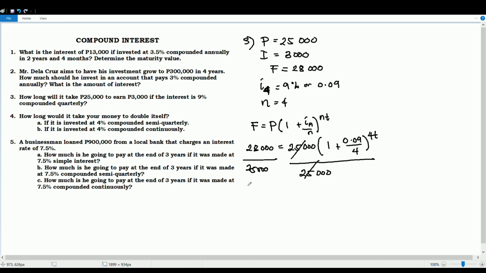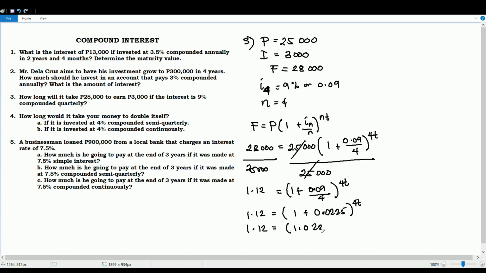So they cancel out. 28,000 divided by 25,000 is 1.12. That is equal to 1 plus 0.09 over 4 raised to 4t. After that, we can already solve the value inside the parentheses. That is the same as 1 plus 0.0225. Dividing 0.09 by 4 gives us 0.0225. That is the quantity raised to 4t. And then we can add the numbers inside the parentheses, that is 1.0225 raised to 4t. Now, how are we going to solve for this?